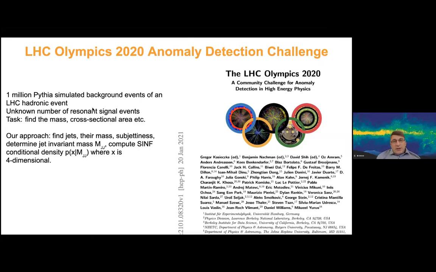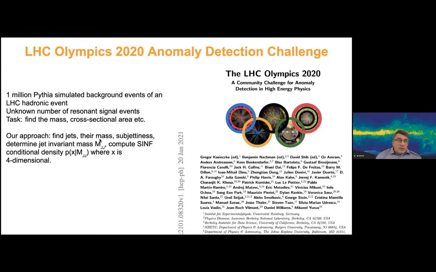Now, since this was an LHC event with jets, we first ran a jet finder. We said, okay, we're going to go for jets. We're going to look for their jet mass, the combined mass of the event, which we're calling MJJ, and we're also going to be looking for subjettiness, in other words, how clumpy the jets are.